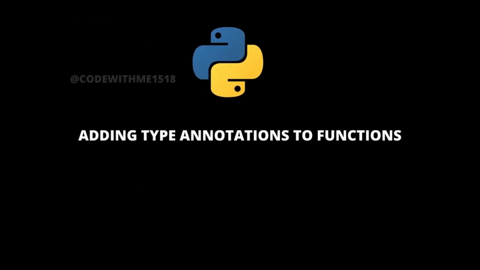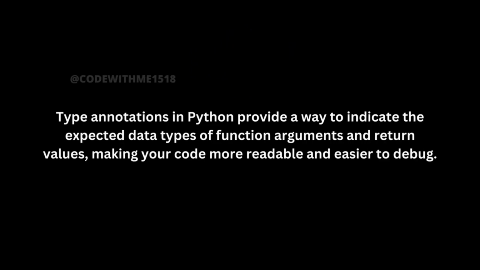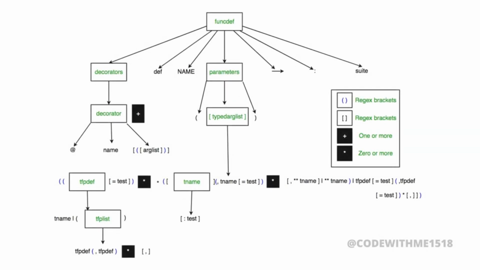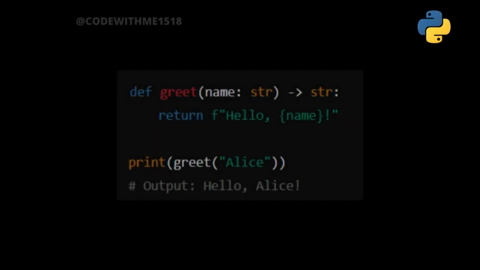Finally, let's talk about function annotations. Type annotations in Python provide a way to indicate the expected data types of function arguments and return values, making your code more readable and easier to debug. Here's how you can add type annotations to a function. In this example, name: str indicates that the name parameter should be a string, and -> str indicates that the function returns a string.